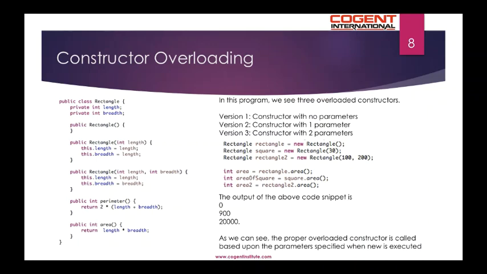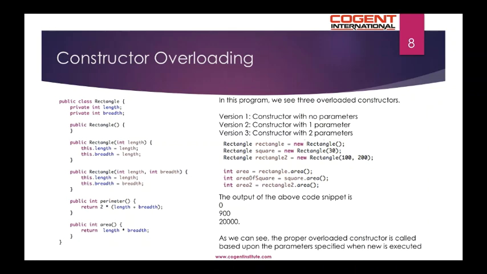In this program, we see three overloaded constructors. Version 1, constructor with no parameters. Version 2, constructor with one parameter. Version 3, constructor with two parameters. We can instantiate the corresponding objects by using their respective constructors.